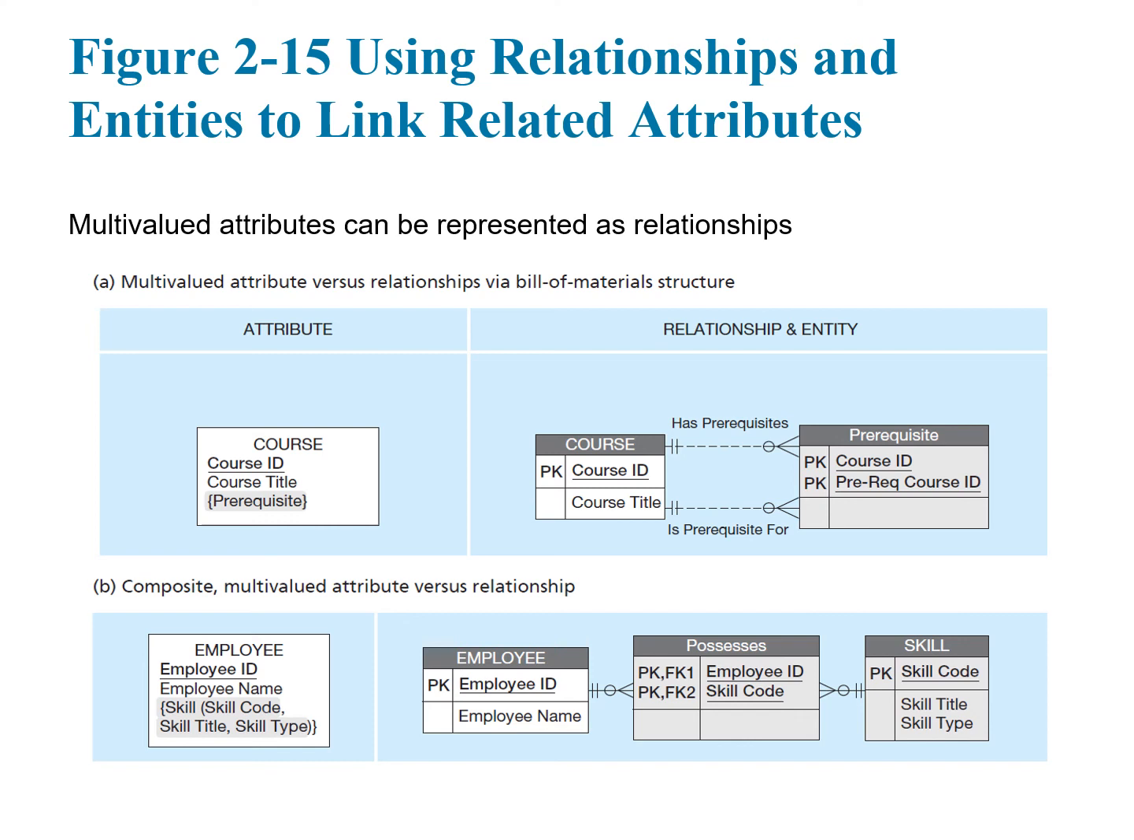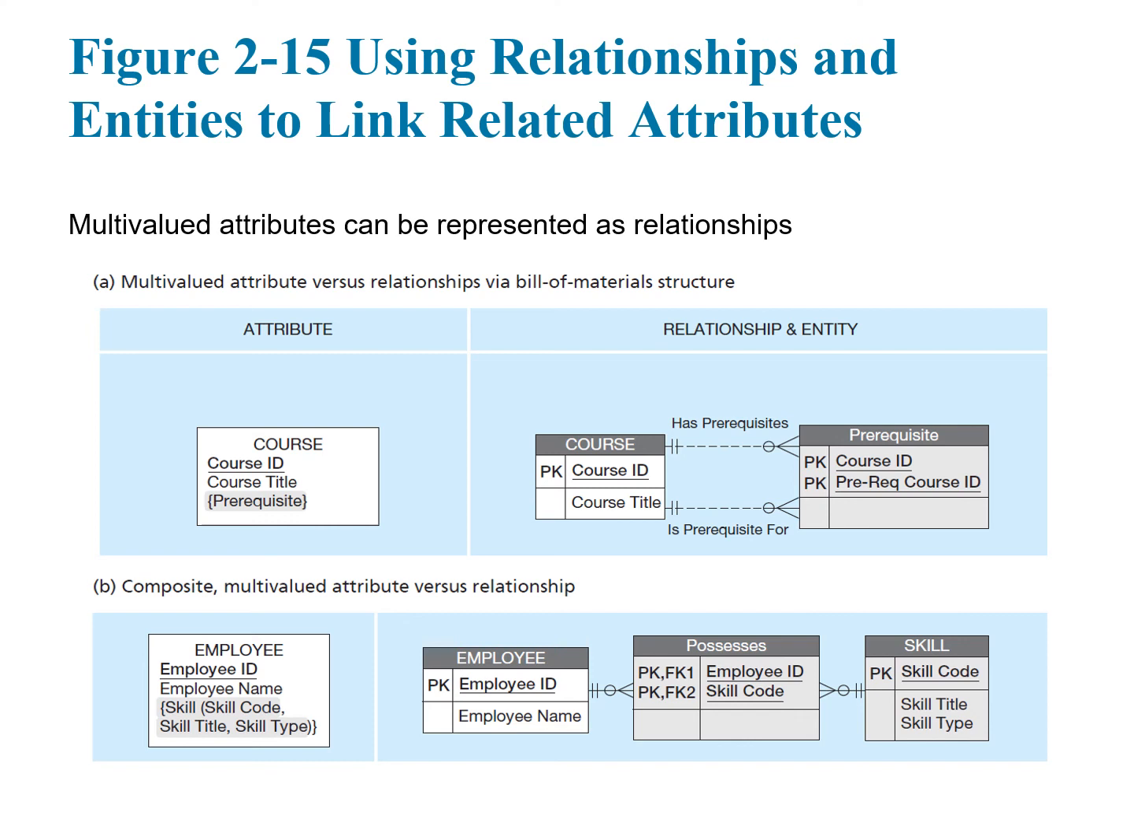Figure 2-15, using relationships and entities to link related attributes. A multi-value attribute can be represented as relationships. Multi-value attribute versus relationship in a bill of material structure. In this figure, we see two examples of multi-value attributes. On the left, and on the right, we see a separate entity with a relationship.